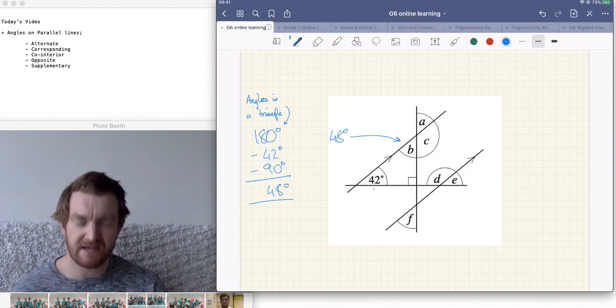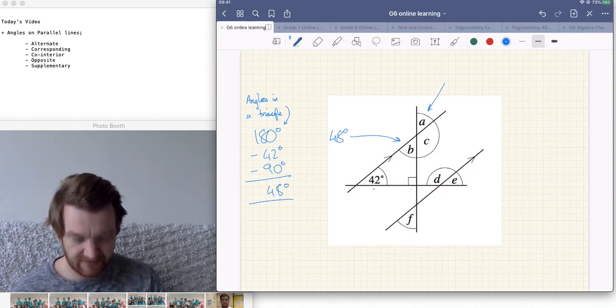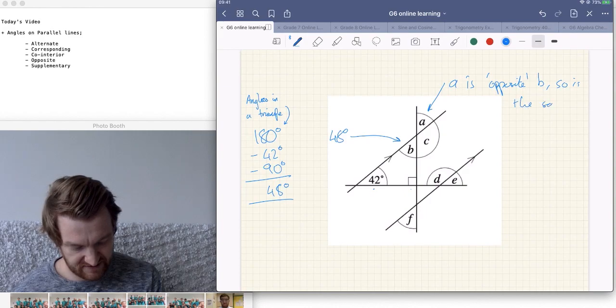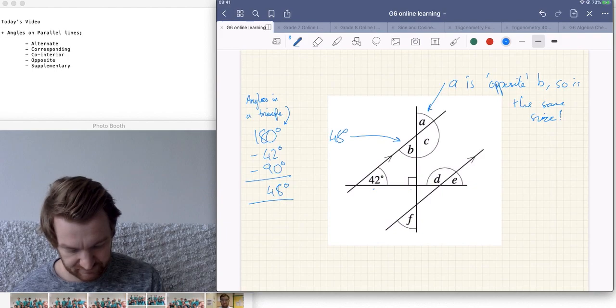Now I know that B is 48 degrees, I can find out the size of angle A. We know that A is opposite B, so it is the same size. So this one must also be 48 degrees.